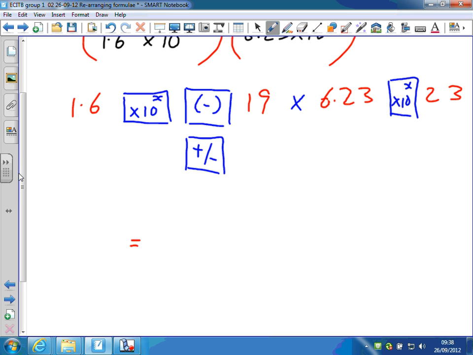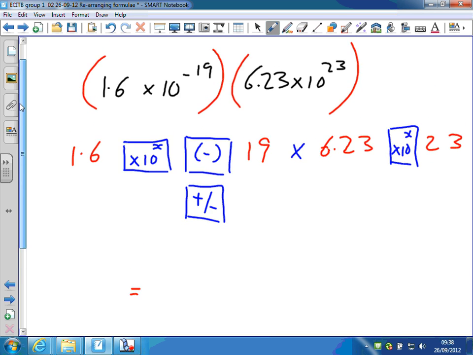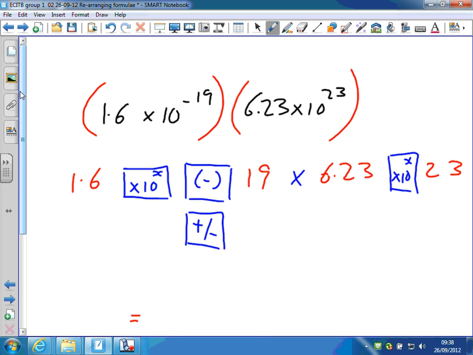You don't need to put the brackets in on the calculator. I always put them in on paper so you can separate the two numbers, but actually on the calculator you don't need the brackets. Do you? Okay. Well, I recommend you get a different calculator.